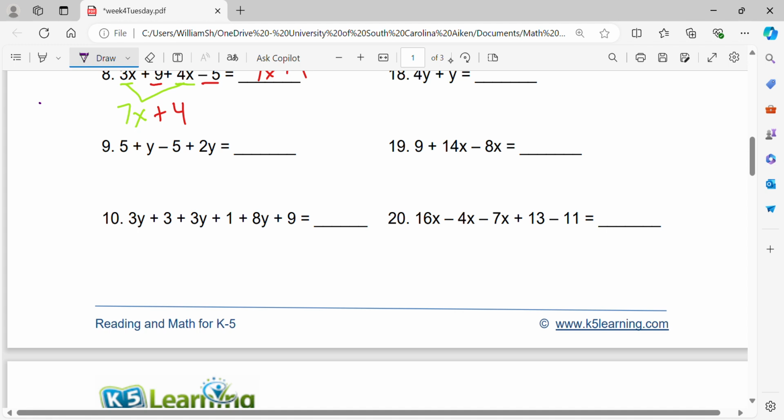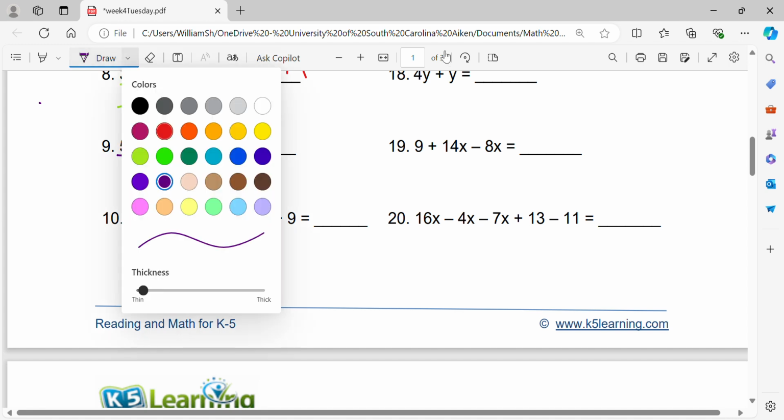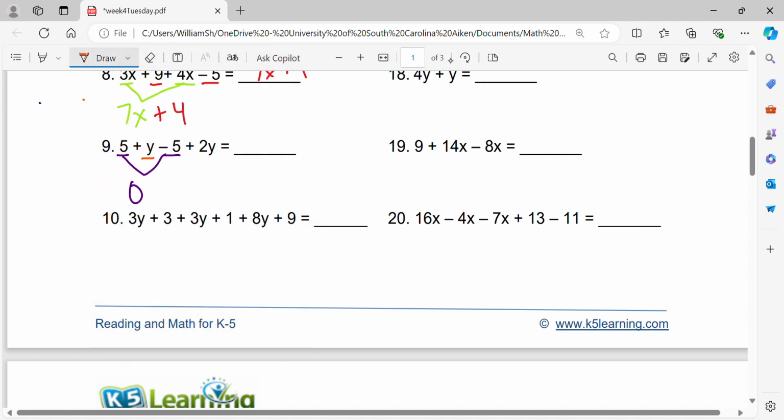I've got 5 plus y minus 5 plus 2y. If I combine 5 and minus 5, that should give me a 0, right? Then I should also be able to combine y and 2y, which should give me 3y. So I have 0 plus 3y. If I add 0 to anything, it's just itself. So technically the most simple version of this is just 3y. Just drop the 0 off, because 0 plus anything is itself. So there's really no need to even rewrite the 0. Let's look at number 10.